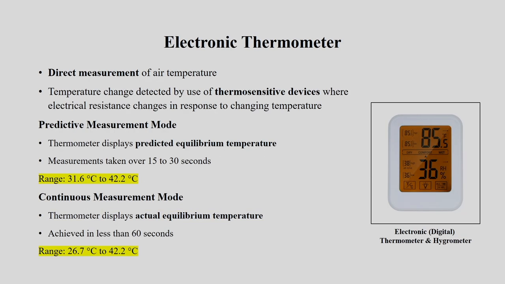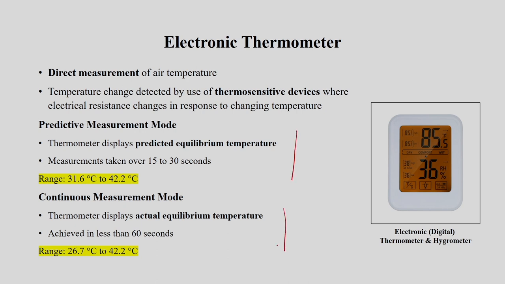Now, the electronic thermometer, that also is available. You have sensors in that and then you can measure it. Again, you can have the direct measurement, where temperature change is detected by use of thermosensitive devices whose electrical resistance changes in response to changing temperature, and through that you can get the measurement. So, it is a predictive measurement method. The thermometer displays predictive equilibrium temperature and measurements are taken over 15 to 30 seconds. So, it is very quick, okay, and ranges are like this: 31.6 degrees Celsius to 42.2 degrees Celsius. And under continuous measurement mode, if it is predictive, then you can use this.